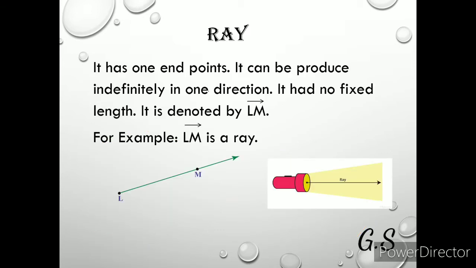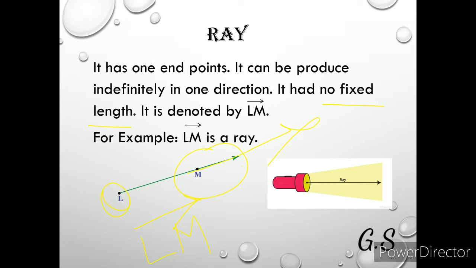Now, moving forward with ray. What is a ray? A ray has one endpoint. How many endpoints does a ray have? Only one endpoint, and from the other side it can be extended indefinitely. You can produce it to whatever length you want, so it does not have any fixed length. It is denoted like LM, with a small ray drawn at the top.